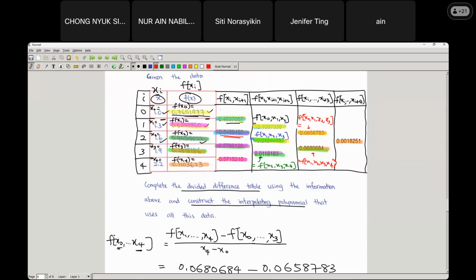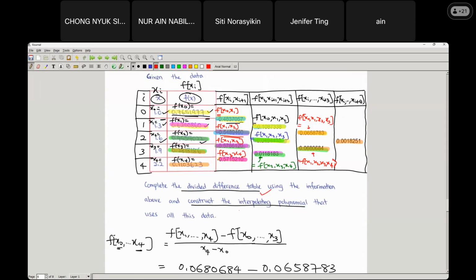I just make sure you know this is your f[x0, x1] equal to this. This value is your f[x1, x2]. This value is f[x2, x3]. This value is your f[x3, x4]. So this is how we get the value. Now we are done with the first divided difference table.